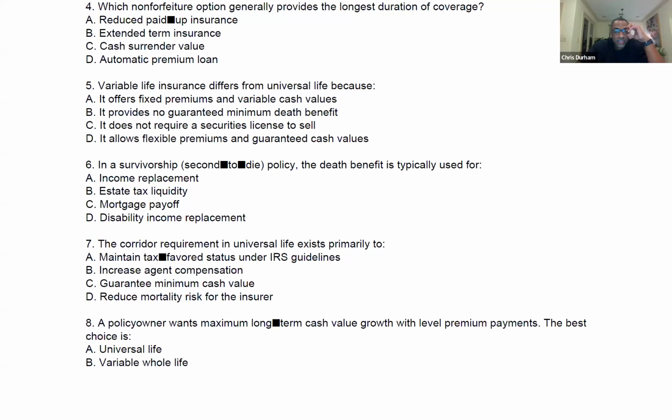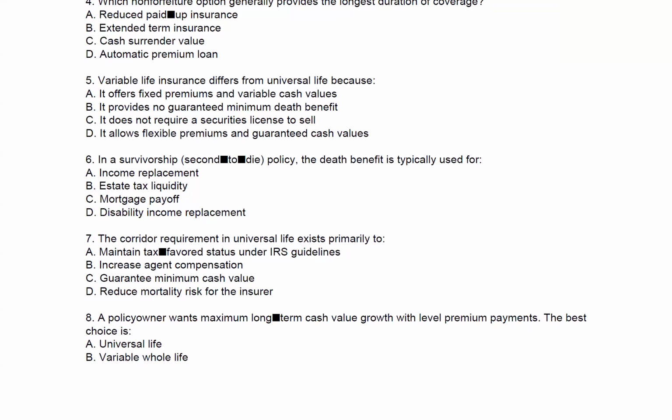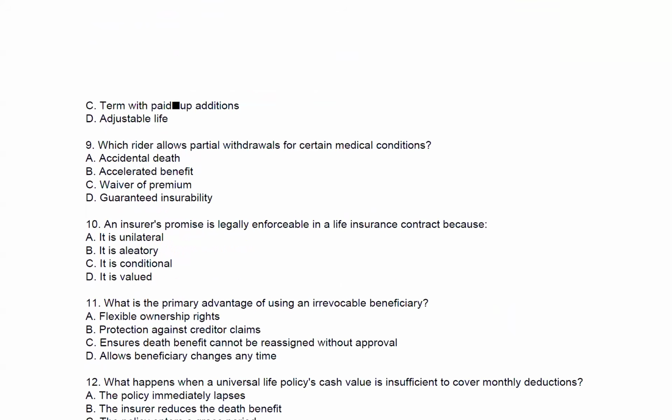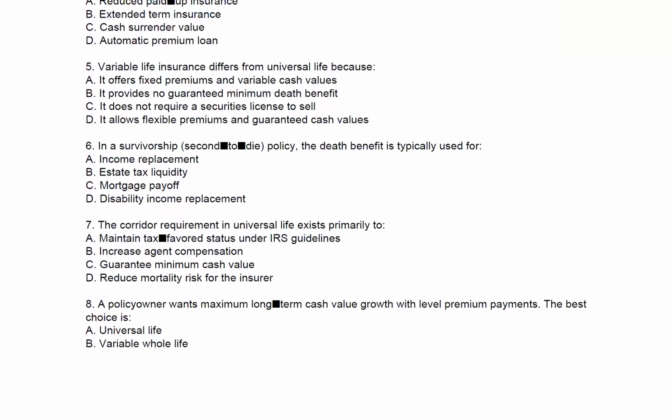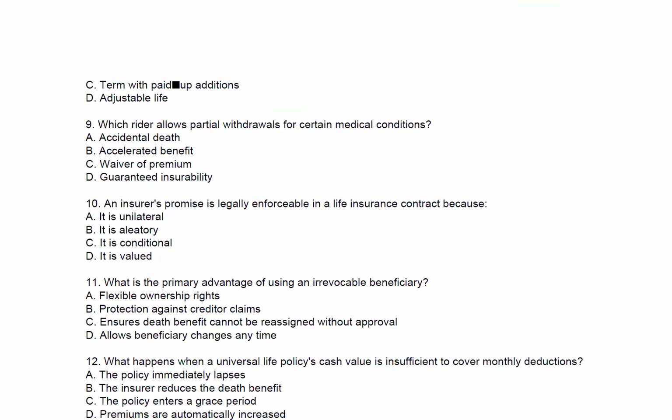All right, next. A policy owner wants maximum long term cash value growth with level premium payments. The best choice is, oh, hold on. There's two on this page and there's two on the next page. Okay, A, universal life, B, variable whole life, C, term with paid up additions, and D, adjustable life.